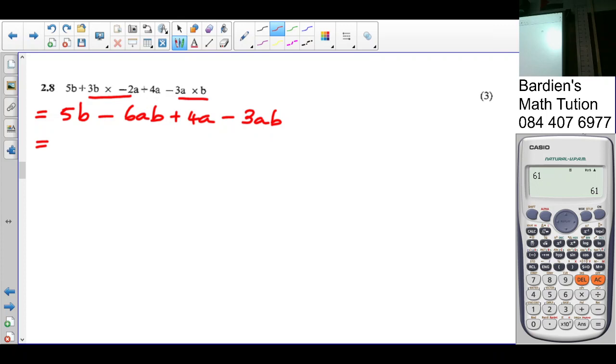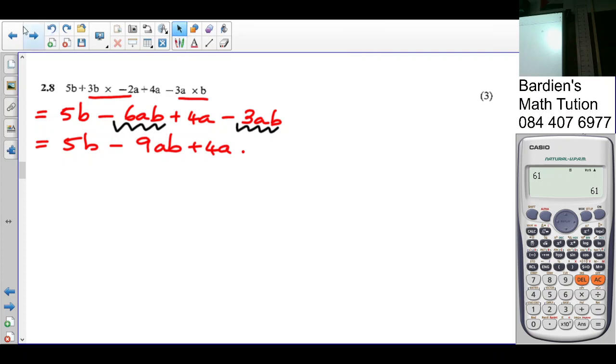Look for like terms. Is 5b? No. That's on its own. It's only those that make like terms there. So it's going to be 5b. What is negative 6ab minus 3ab? Negative 9ab plus 4. Any confusion?